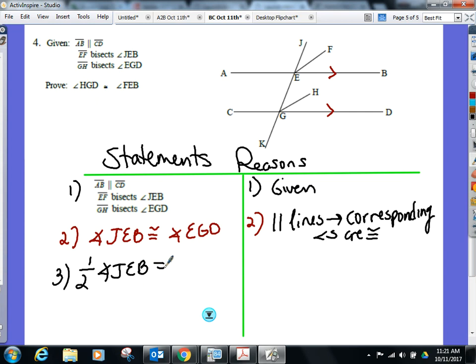So if I look up at my diagram, look at yours too. If I take half of JEB, I can either go JEF or I could go FEB. But only one matters to me. Which one? Because it's in the proof statement. Perfect. Angle FEB. And go on the other side now and take half of EGD. And that'll be the same as HGD.